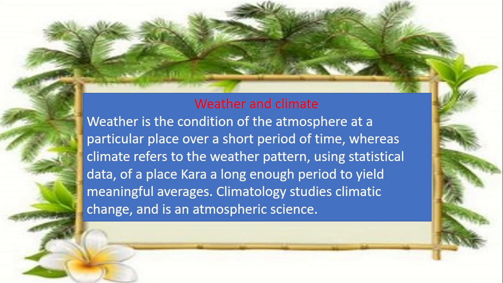For example, we used to say that the climate of Bangladesh is hot and moist. It means in Bangladesh one feels hot and the air is wet, and the climate of Russia is mainly cold. This statement indicates that Russia is cold round the year. So weather can be changed suddenly, but climate cannot be changed suddenly.